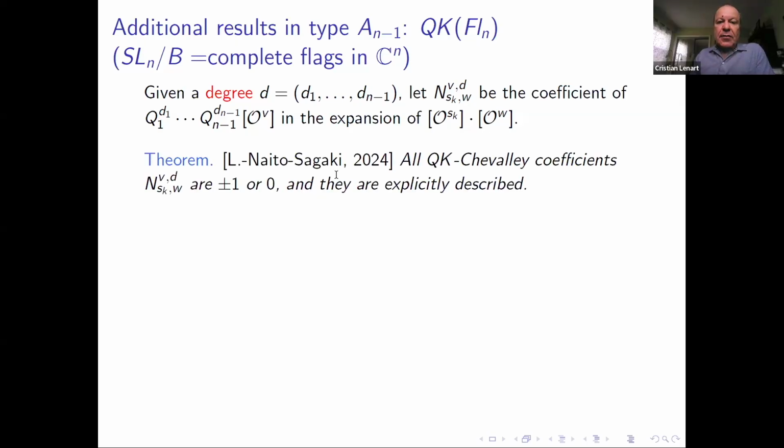So also as part of our paper with Naito and Sagaki, we showed that all these QK Chevalley coefficients are plus or minus 1 or 0, and they are explicitly described. That's not the case in other types, but in type A, this always happens.